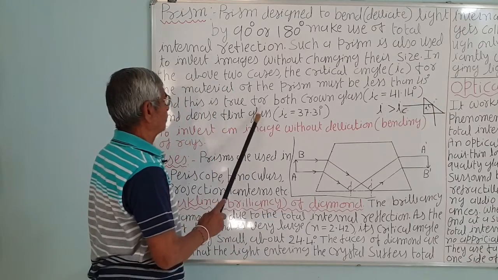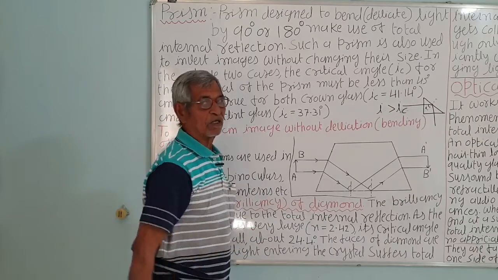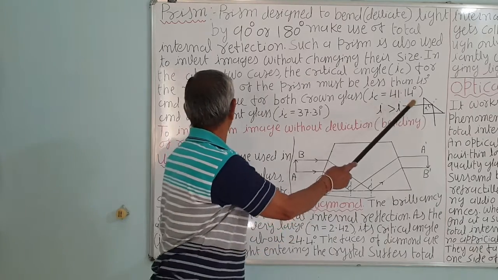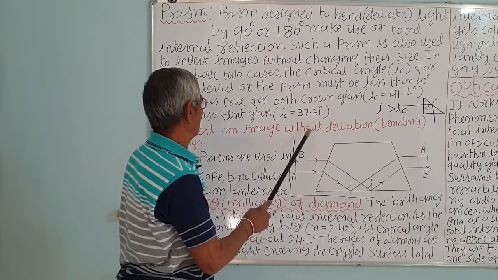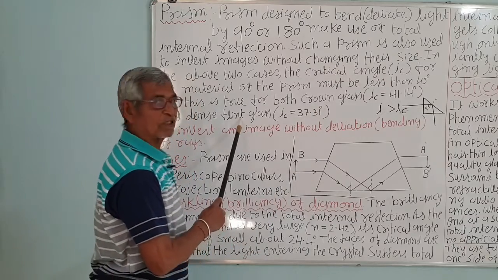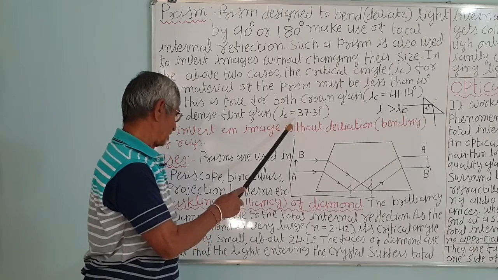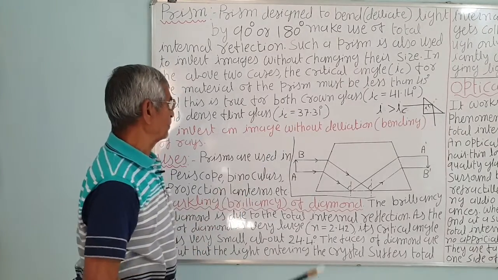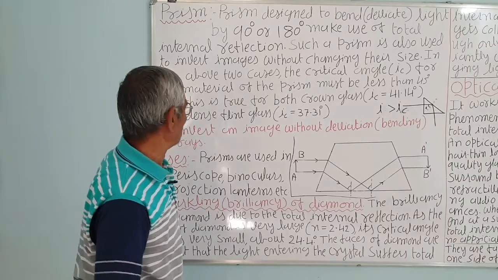And this is true for both. The critical angle IC for crown glass is 41.14, and for dense flint glass 37.31. Correct? This has a higher refractive index, so the critical angle is less. Diamond is still less. Diamond has 24.24 degrees because the refractive index is 2.42.